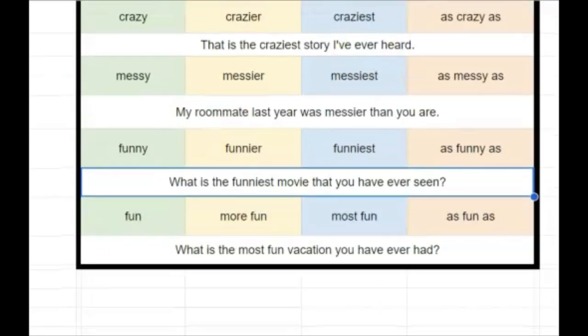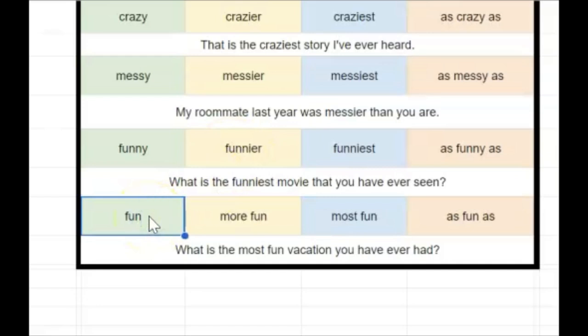Now, the last adjective here does not fit into this category, but it is the most commonly, let's say, erroneously employed or wrongly used comparative and superlative adjective. Because many people will say, in regards to something being fun, they might say funner and funnest.